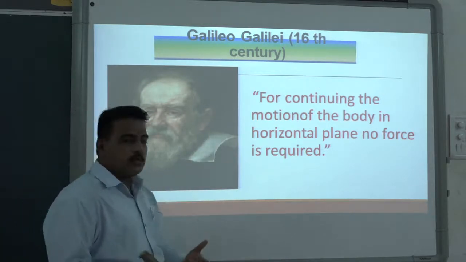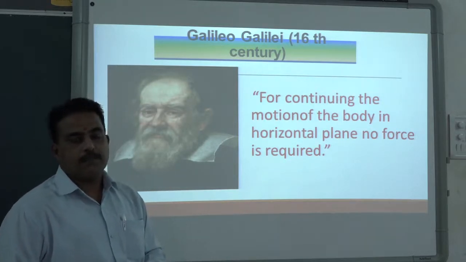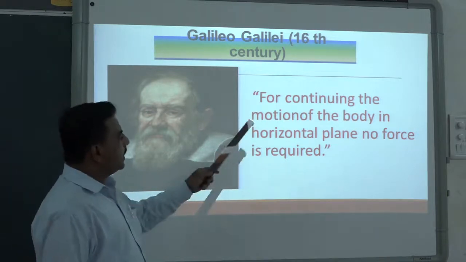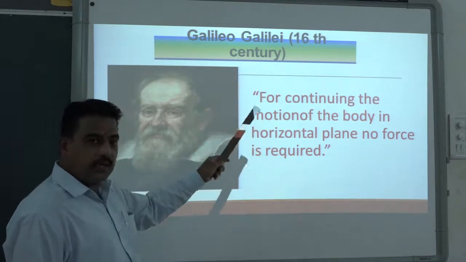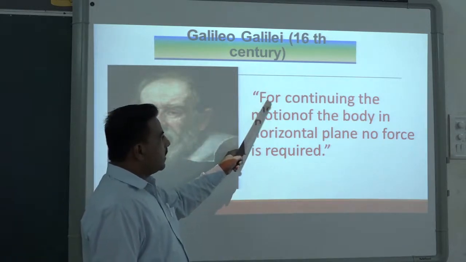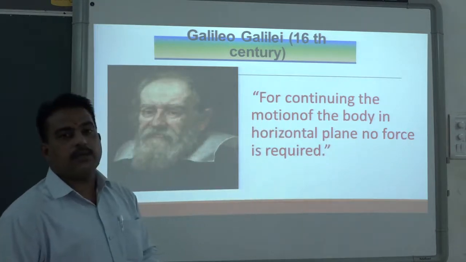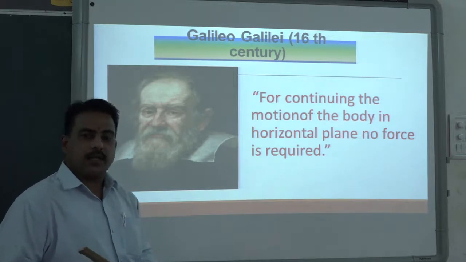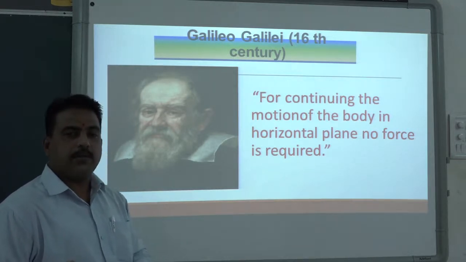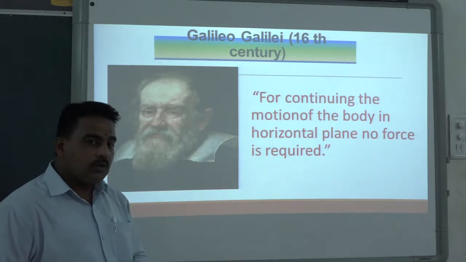But we normally see that if a bicycle is there, and we stop pedaling the bicycle, then after some time the bicycle will stop. But this is exactly the example which is not according to Galileo. What was Galileo's statement? Galileo's statement is that for continuing the motion of the body, force is not required. But we are applying the force in terms of pedaling of the bicycle. The moment we stop the pedaling, that means we are stopping the application of force. But the moment we stop the application of the force, the cycle should have come to rest.